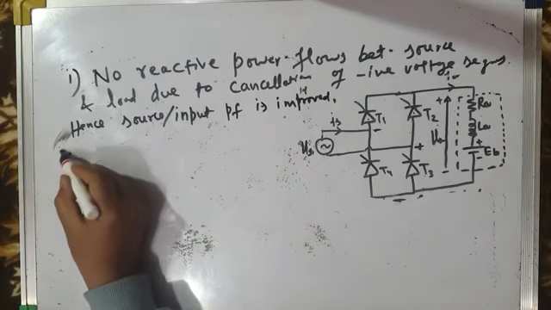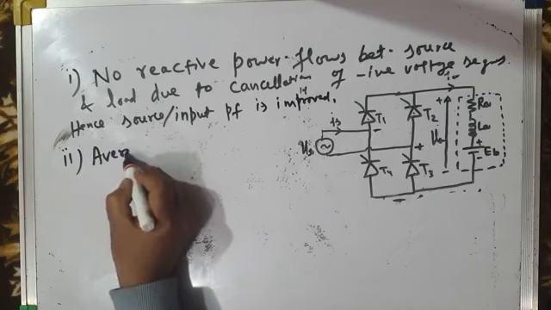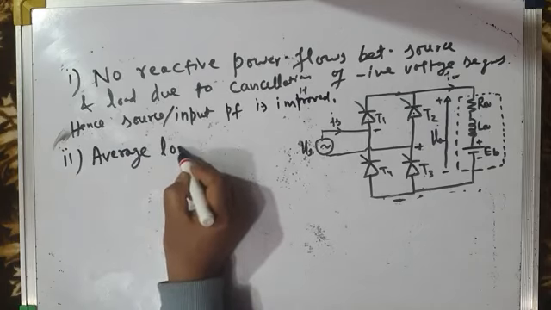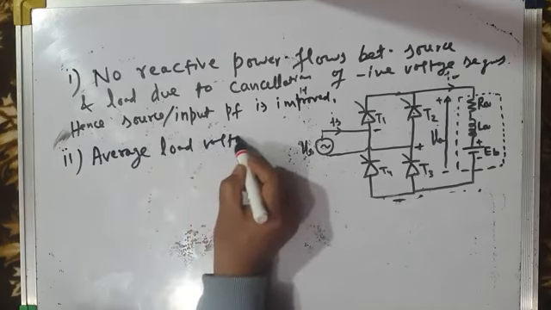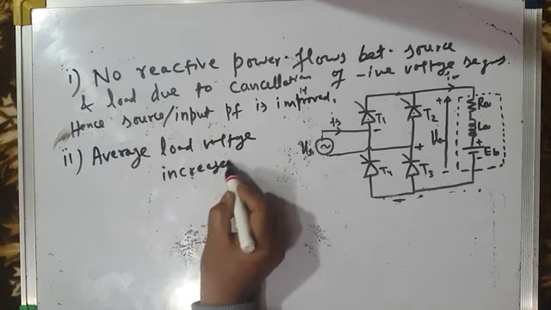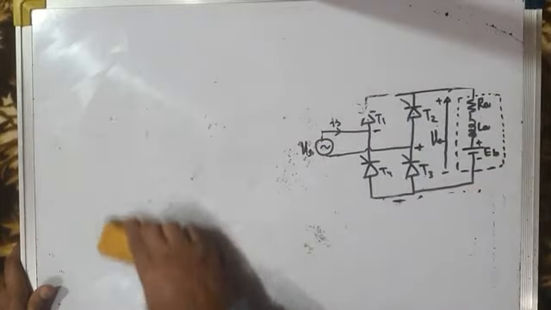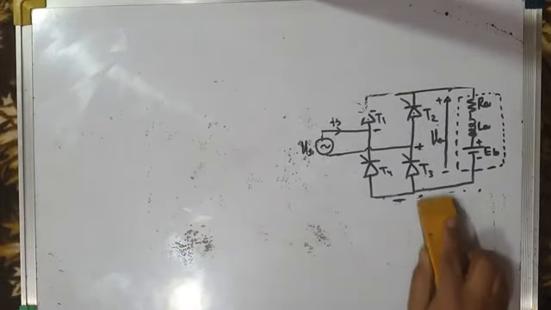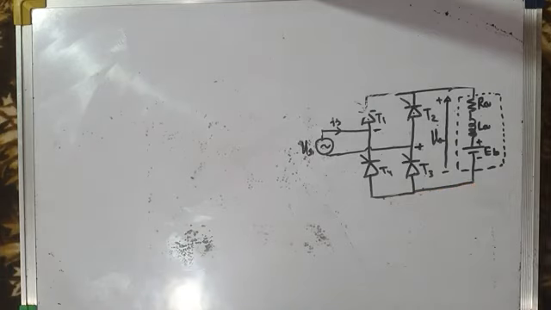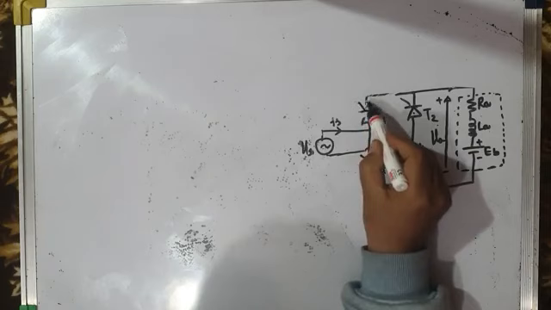This is number one. And number two, average load voltage increases. Since there are no negative segments present in the load voltage, so average load voltage increases, right? So this is about advantages. So this is how we provide the controlled freewheeling and hence improve the source side power factor and also increase the average load voltage, average armature voltage.